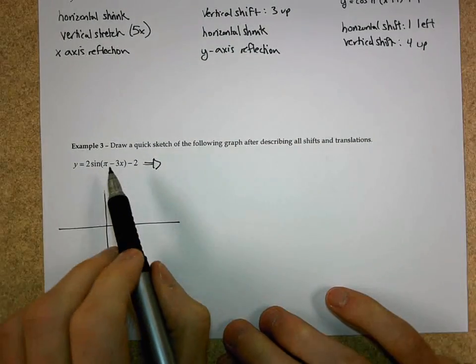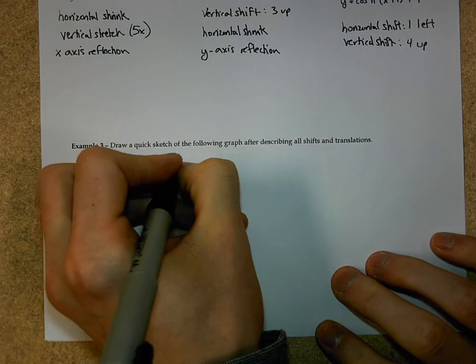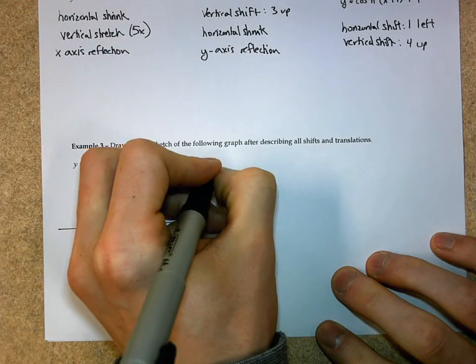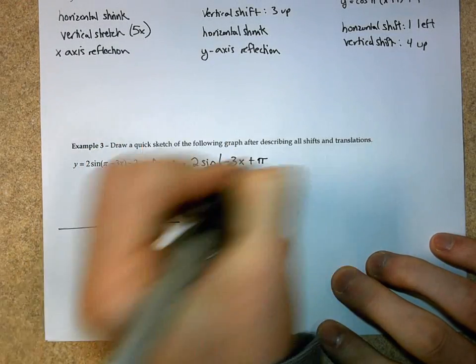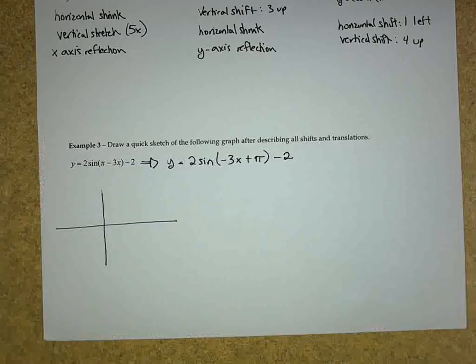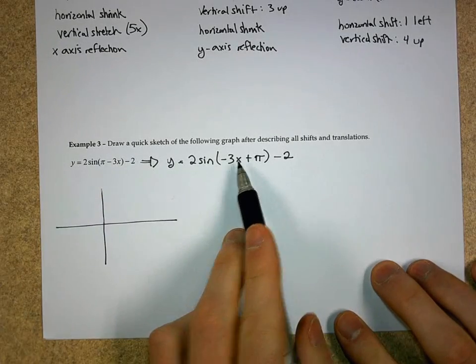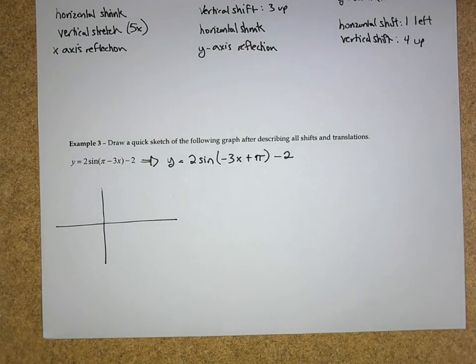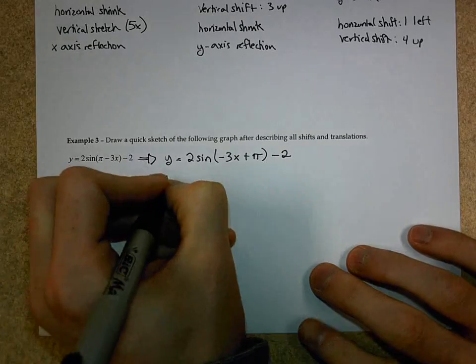First, on the inside, I know that my x is the first term inside the quantity. So let's rewrite that as minus 3x plus pi. But then the other issue I've got is this negative 3 attached to the x. In order for me to clearly see my horizontal shift, I need to factor out that negative 3 so that the x is all by itself.